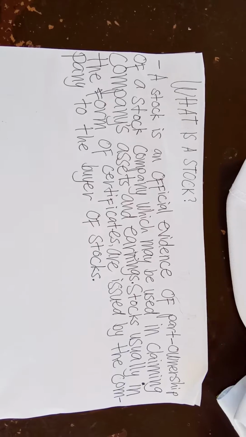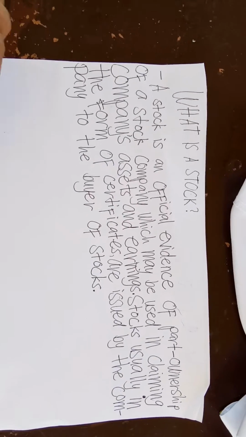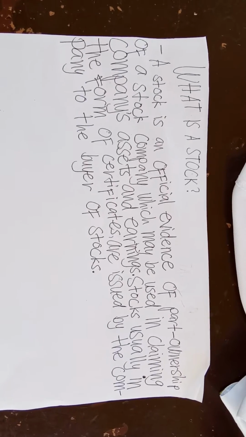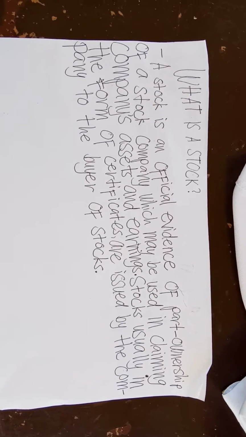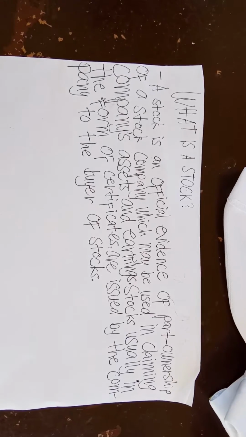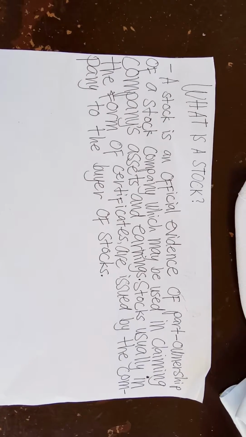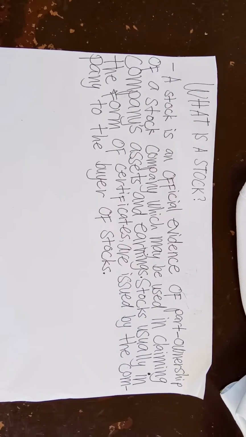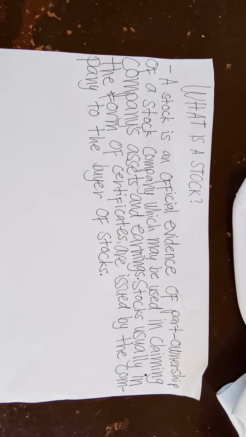I will tell you what the kinds of stocks are. What is a stock? A stock is an official evidence of part ownership of a stock company, which may be used in claiming the company's assets and earnings. Stocks, usually in the form of certificates, are issued by the company to the buyer of stocks.